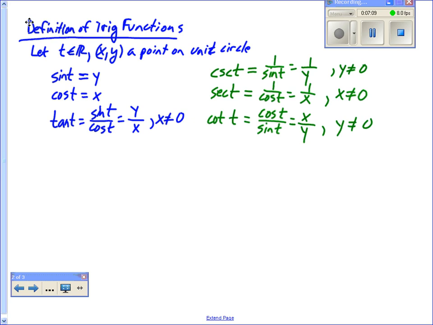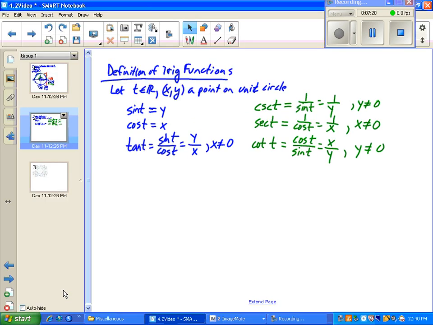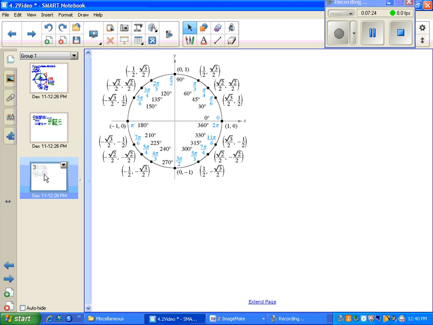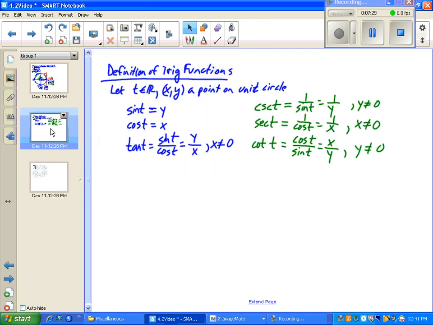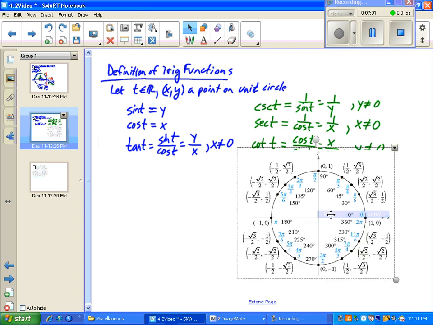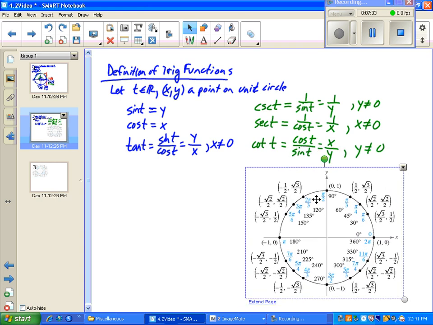Okay, so if you think about that for a minute, you get this unit circle, and you've got these t values. Let me copy this and paste it right here. Okay, so we've got this unit circle.